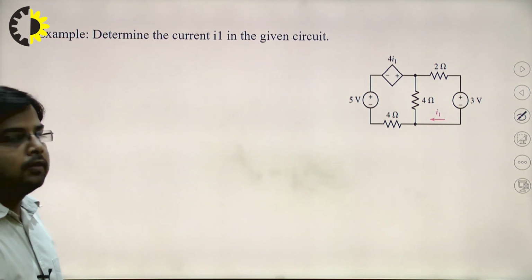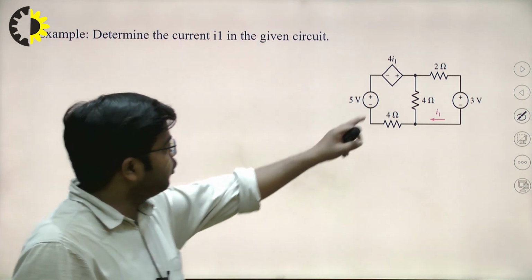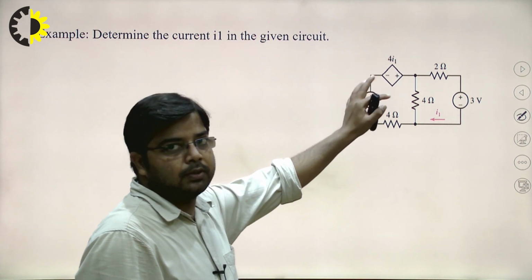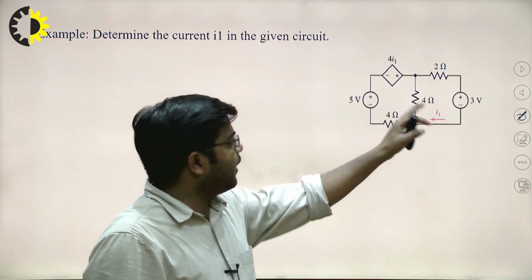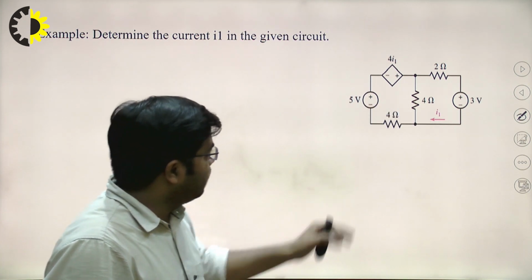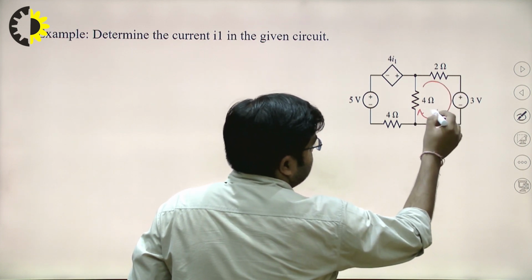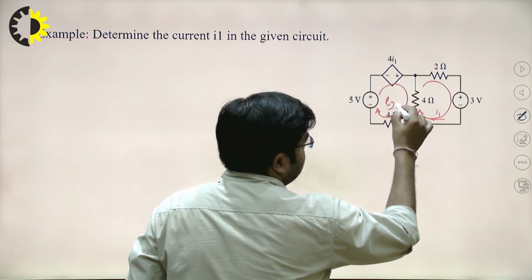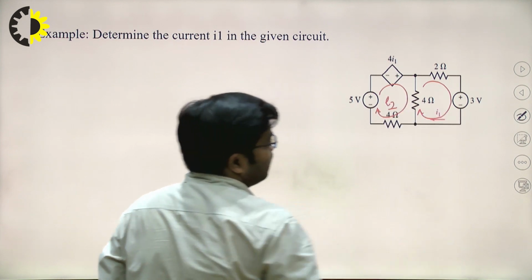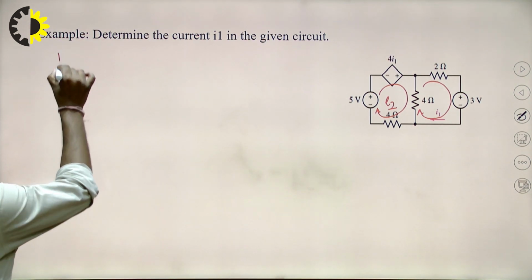Repeat. So let's see this example. In this example, you can see here the dependent voltage source is present. So again, you can find out the mesh currents I1 and I2 by using mesh analysis. So first, find the number of loops. So this is mesh 1 and this is mesh 2. Suppose the current I2 is through mesh 2 and I1 is the current through mesh 1. Now write the KVL equation.